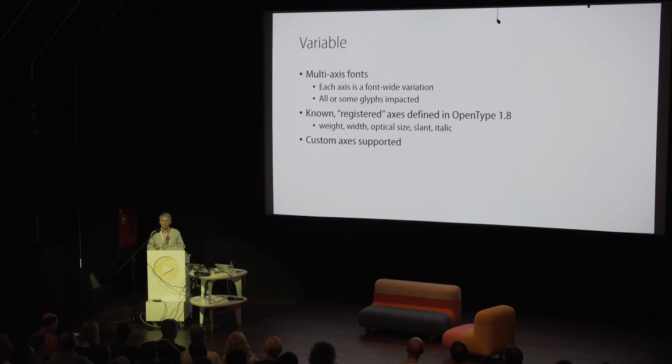We've got a set of known, or what we refer to as registered axes, that are defined in the OpenType spec. 5 different axes at this point: weight, width, optical size, slant, and italic. Fonts can also support custom axes that you get to define. Now, over time, if there is a set of axes that we find are popular, commonly used, those can be added into the spec as registered axes.